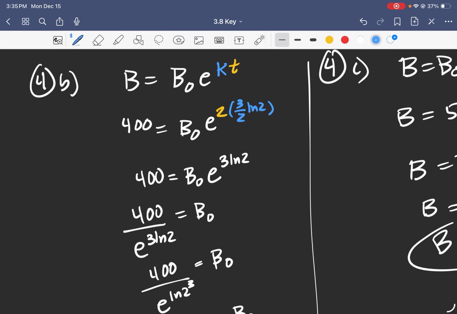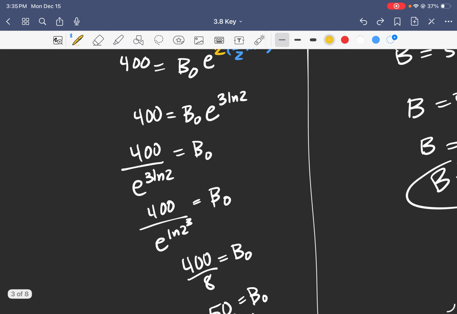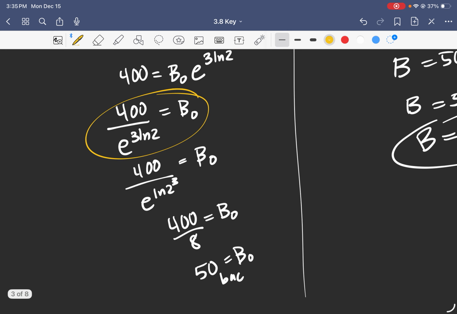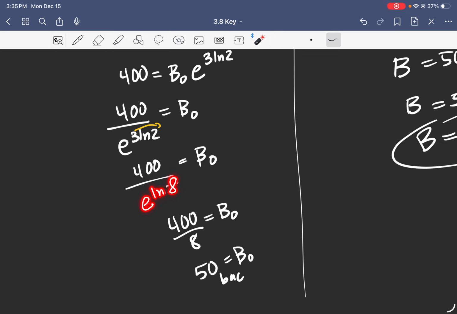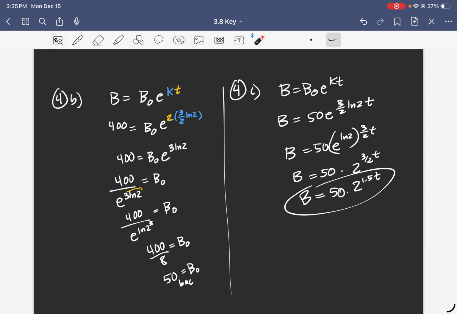Then I realize that this here is almost in exponential form. Now we just divide so that we can solve for that B naught. So we get this. But then we can end up taking that 3 and pull it up here. So I have 2 to the third. But notice that that's just 8. So if you have e raised to the natural log of 8, they cancel out and just give us 8. So B naught is equal to 50 bacteria.